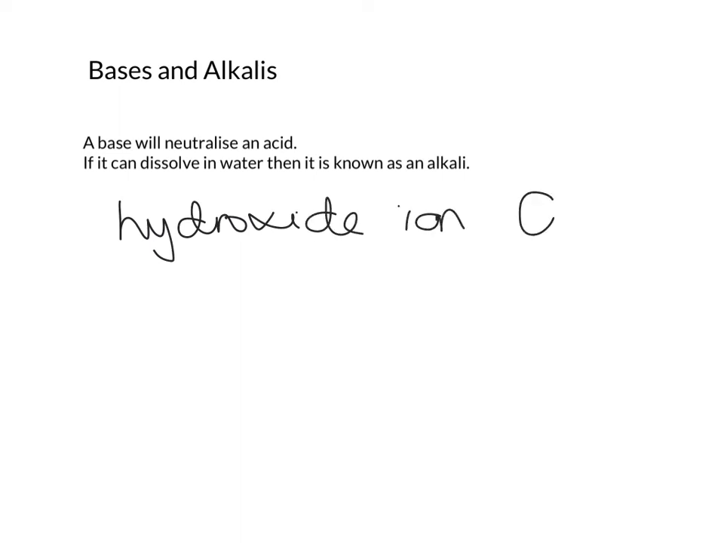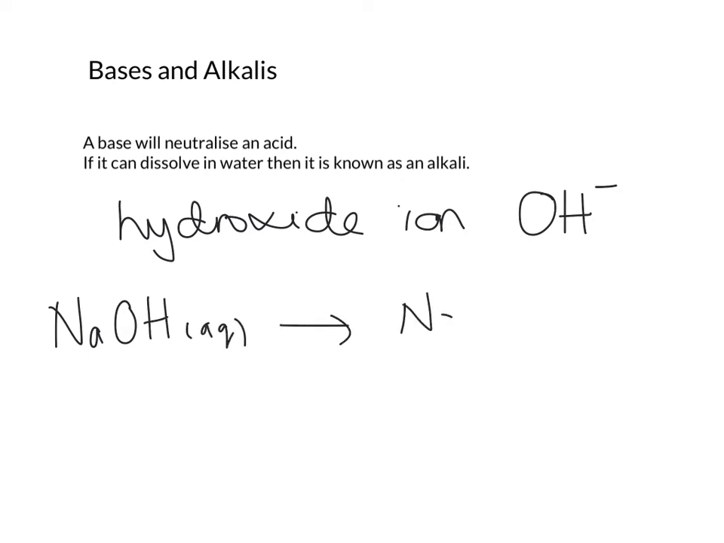Now a hydroxide is hydrogen and oxygen with one negative charge. Again, we can write an ionic equation to show that. So my favourite alkali is sodium hydroxide. If that is dissolved in water, it will split into its sodium ion, it's in group 1, so 1 plus for this charge, and its hydroxide ion.